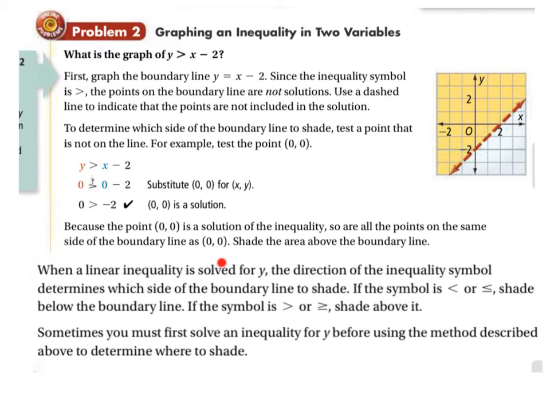Now, when a linear inequality is solved for y, the direction of the inequality symbol determines which side of the boundary line is shaded. If the symbol is less than or equal to, shade below the line. If the symbol is greater than or equal to, shade above it. Sometimes you must first solve an inequality for y before using this method. In other words, put it in slope-intercept form first. Standard form won't do you any good. Point-slope form won't do you any good. Slope-intercept form tells you which way to graph.